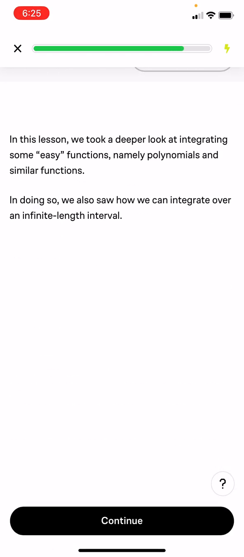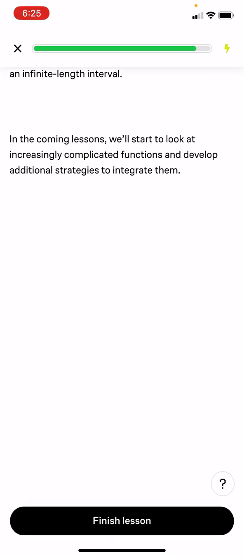In this lesson, we took a deeper look at integrating some easy functions, namely polynomials and similar functions. In doing so, we also saw how we integrate over an infinite length interval. And in the coming lesson, we'll start to look at increasingly complicated functions and develop additional strategies to integrate them.